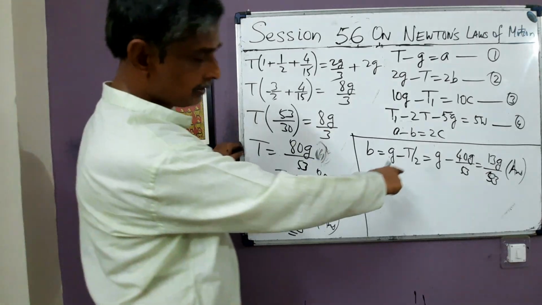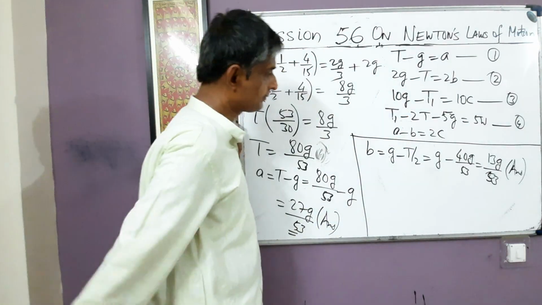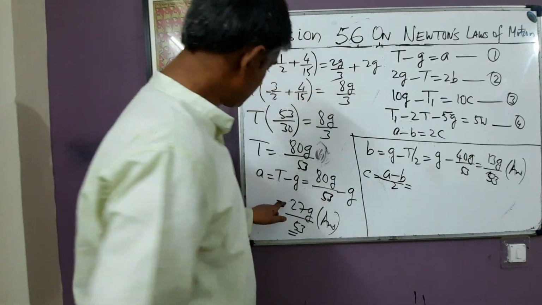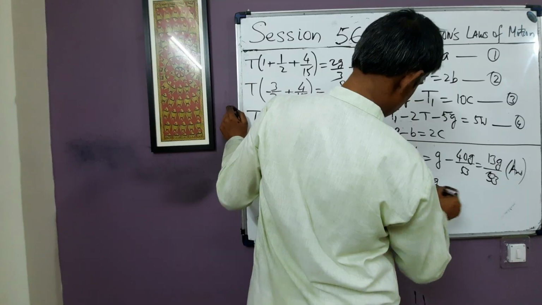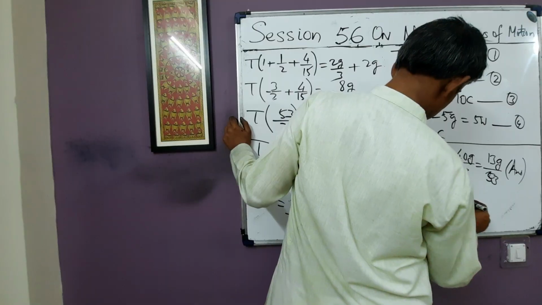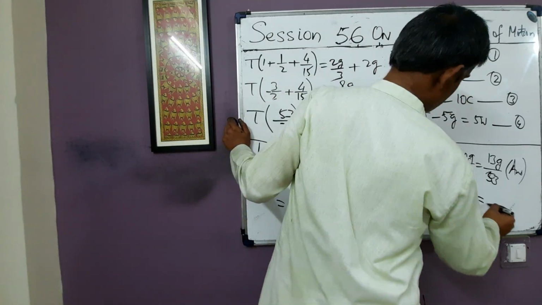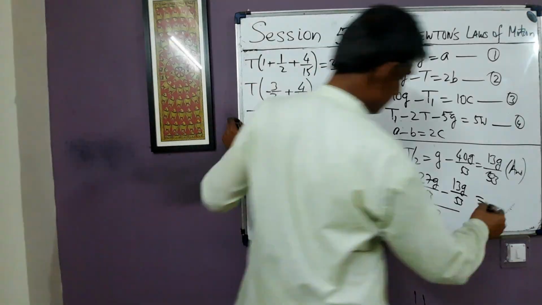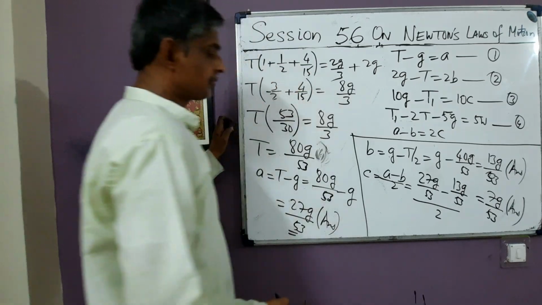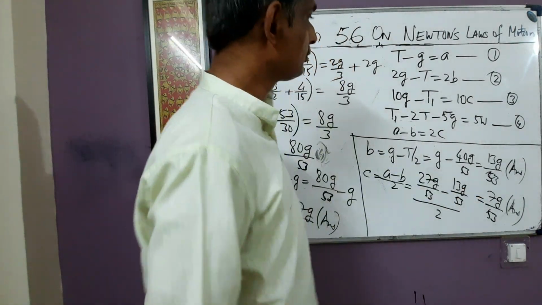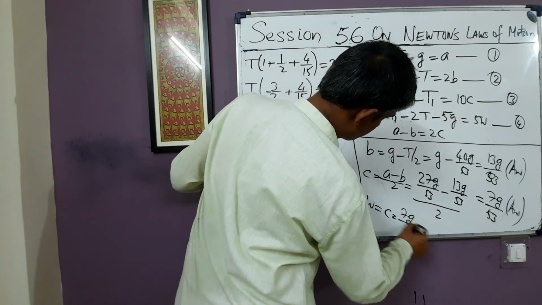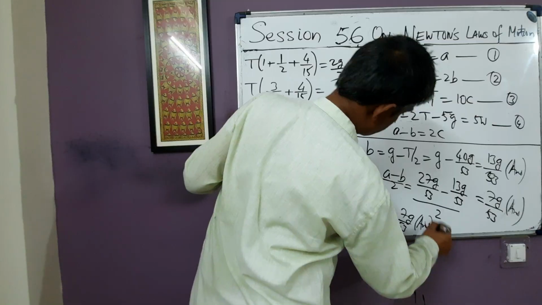B is the expression of the right side, the 2 kg block. And C is found from this: A minus B by 2. A is 27G by 53, minus B, and B is 13G by 53, upon 2. 27 plus 13 becomes 14, 14 by 2 becomes 7. So 7G by 53. This is the expression of this 10 kg block with respect to ground. And the expression of pulley P1 with respect to ground is the same as C, that is just 7G by 53. That is therefore the required answer.